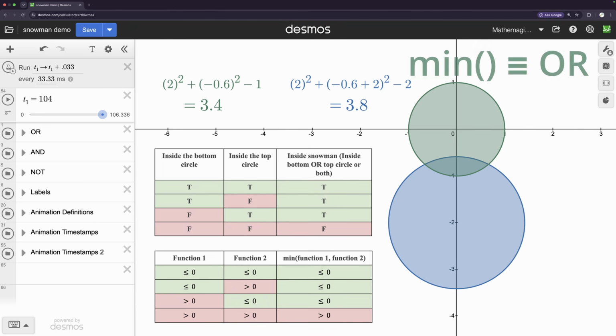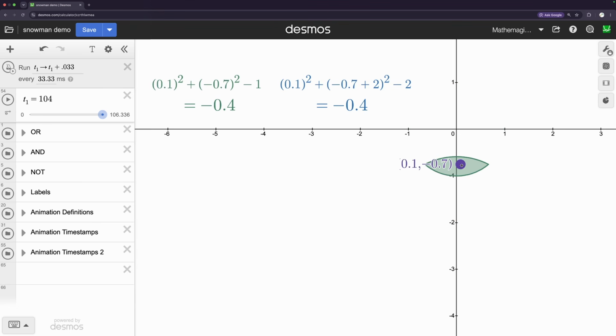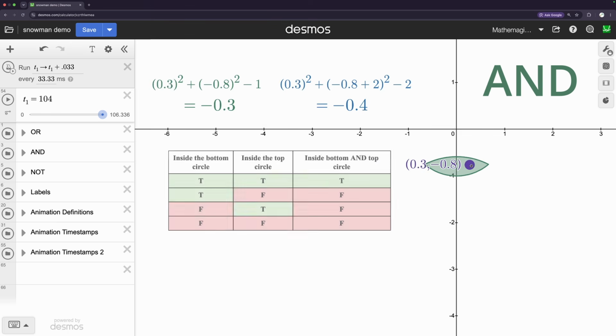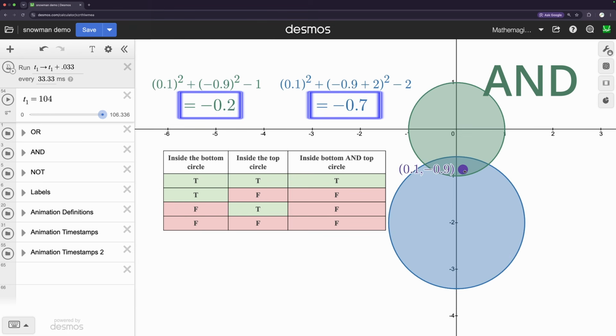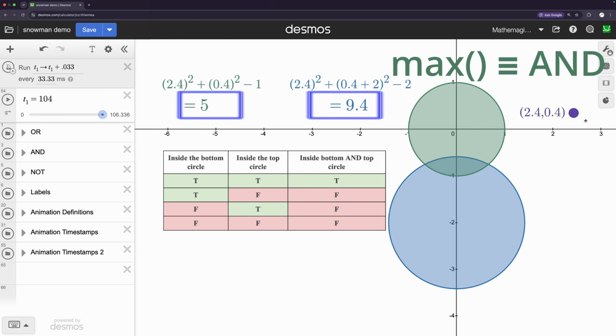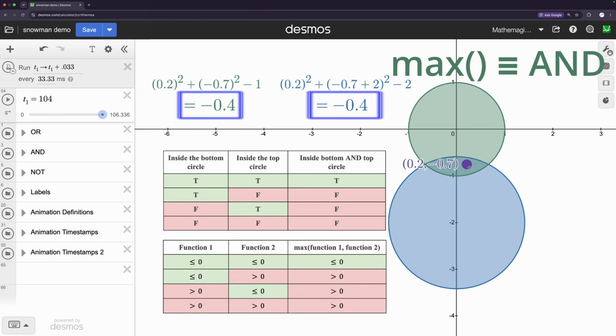Let's ask about in both circles at the same time. That's and. Here's the truth table for it. For and, both outputs need to be negative or 0. That means the number to watch is the bigger one. If the bigger one is greater than 0, we don't care about the smaller one anymore. So this time we want the larger of the two numbers, max or the maximum. Max is equivalent to and. You can see the exact same truth table here.